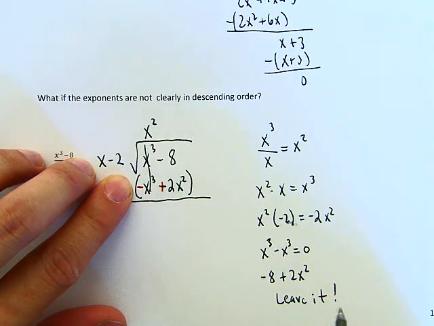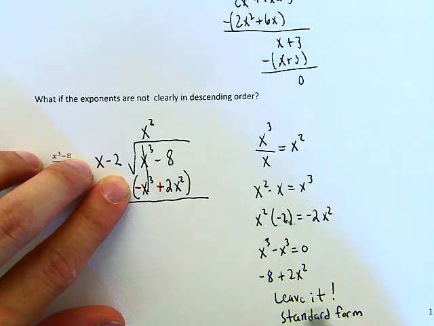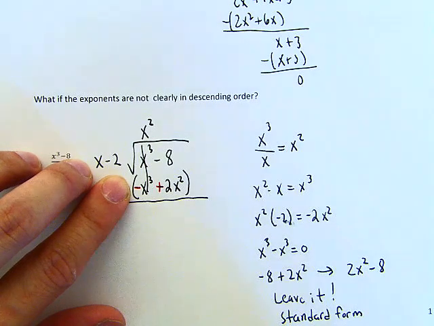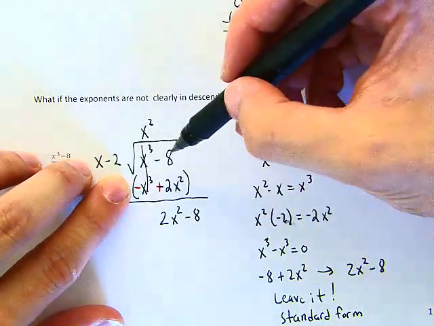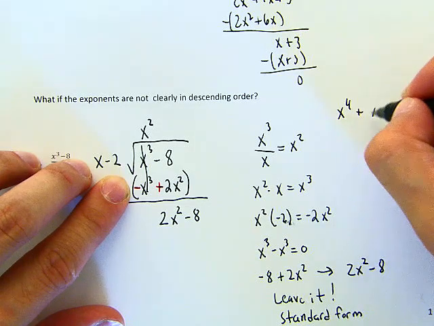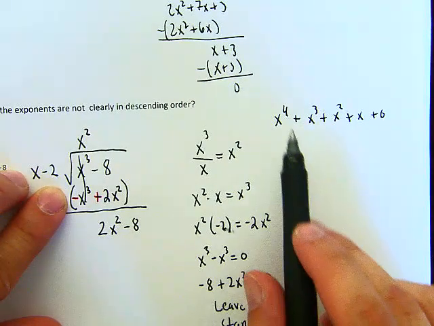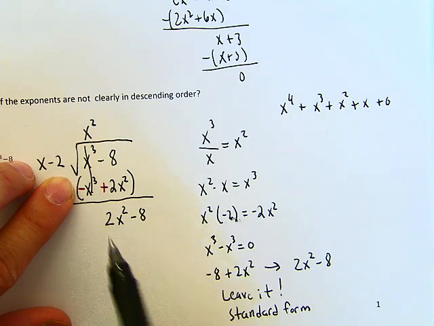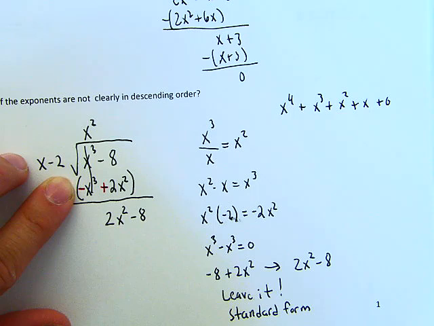But what we're going to do is put it in standard form. What is this in standard form? It's 2x squared minus 8. You always have the highest exponent on top. You see, it's not like x to the 4th plus and so on, where the exponents are in descending order. You don't have that over here. So you have to get used to the idea that sometimes you can't combine them, and you just leave it, and then you go back to the normal stuff.